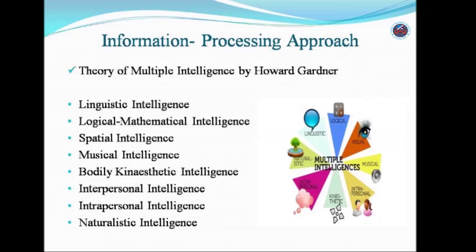Then the last one is the naturalistic intelligence. The individual high in naturalistic intelligence is very much sensitive towards the natural world, and they are completely aware of the relationship they have with nature. Example can be farmers, tourists, and botanists.